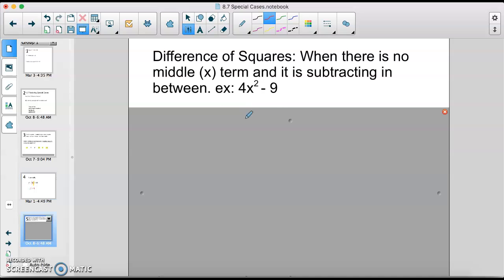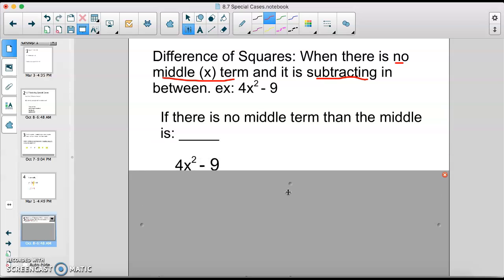For this, difference of squares is when there's no middle term. That's really important, no middle term. And it is subtracting in between. It doesn't work if it's adding. Otherwise, you would just take out a GCF only. Here's an example of what a difference of squares problem looks like.